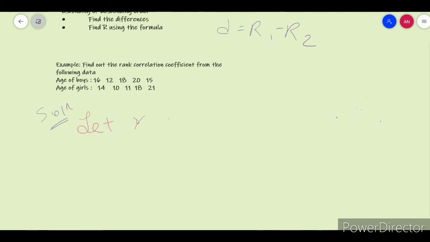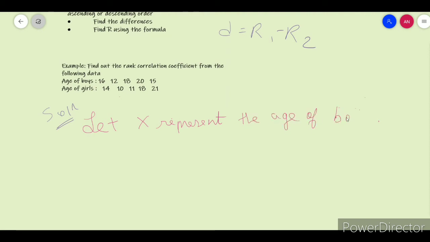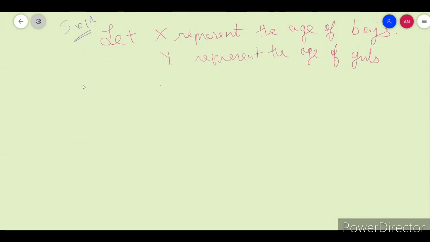Let X represent the age of boys, and Y represent the age of girls. X represents the age of boys and Y represents the age of girls. So you take down the X values. Age of boys: 16, 12, 18, 20 and 15.